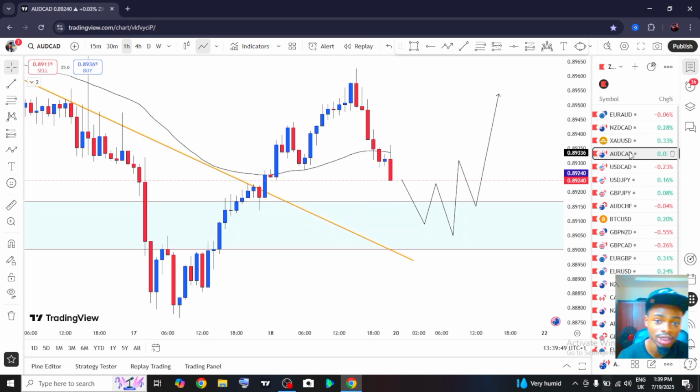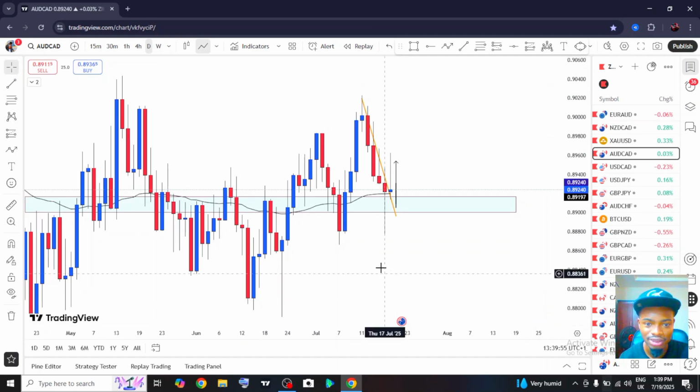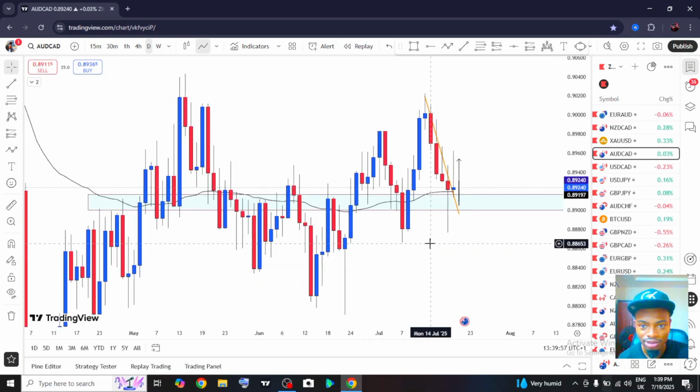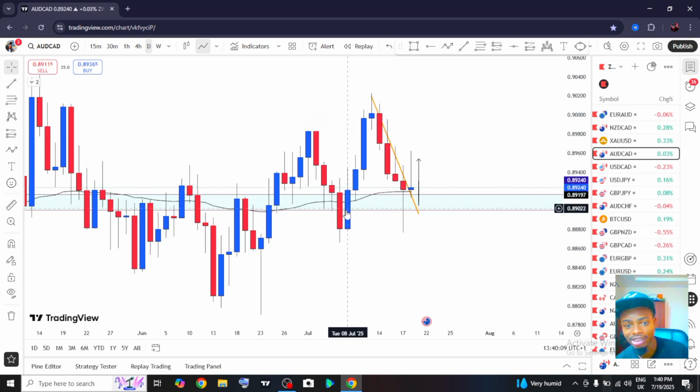The third pair for the week I'm willing to trade is AUD card. I've actually been looking for sales until price changed structure. So price is actually bullish on the daily time frame right now. If you look on the daily time frame closer, you can see that price came back to the area of interest. This is the cleanest price action we can get.